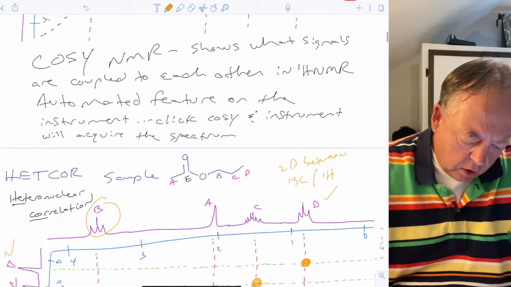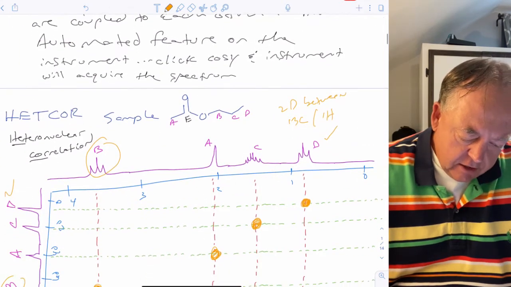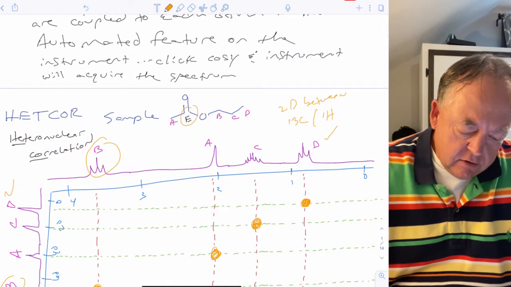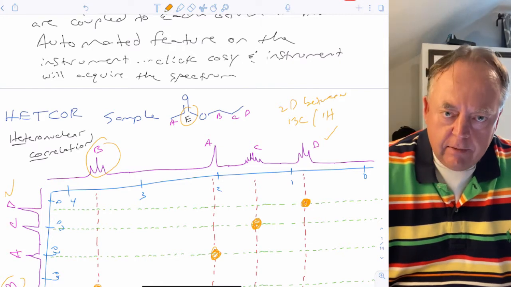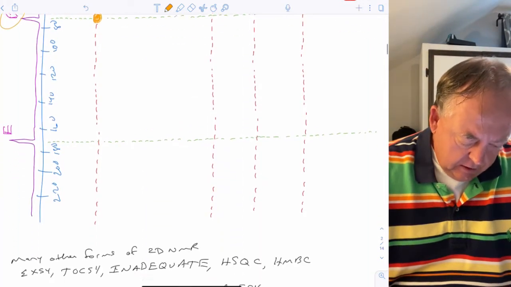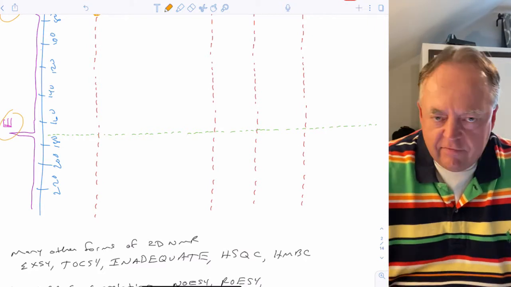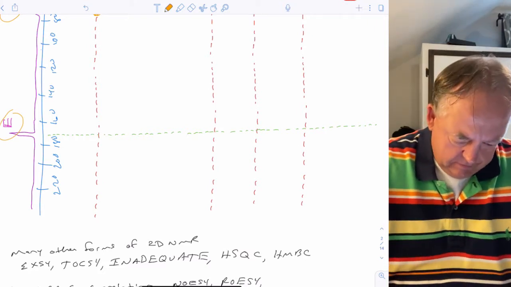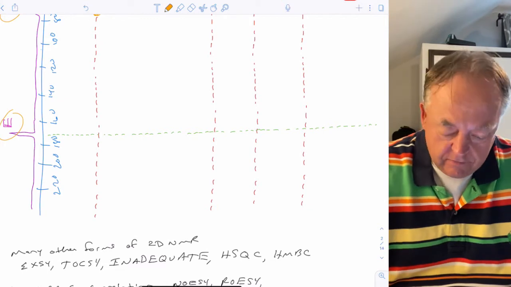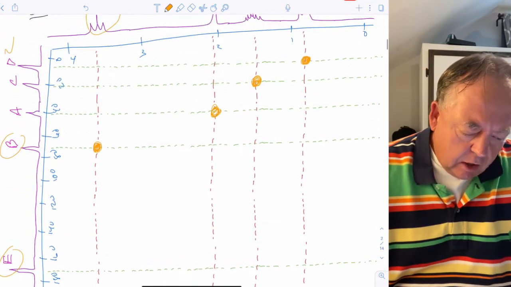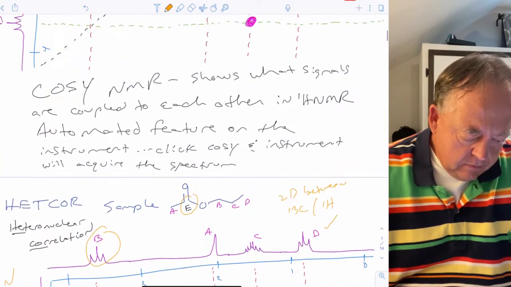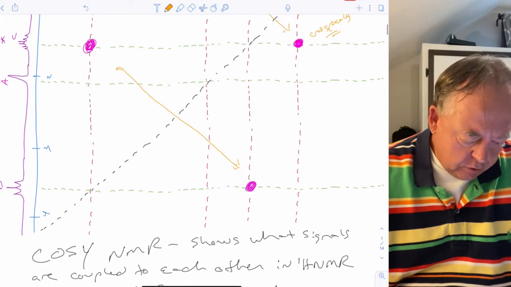Well, that carbon doesn't have any hydrogens on it, so it would not have a cross peak with the proton NMR spectra. So you would see there's no cross peak for this, so you know that carbon does not have any hydrogens on it. Otherwise you would see a cross peak for it. Okay, so that's just a couple of examples of 2D NMR, COSY and HETCOR.